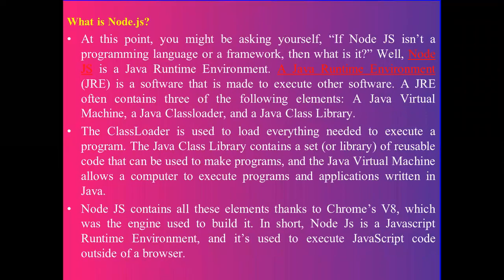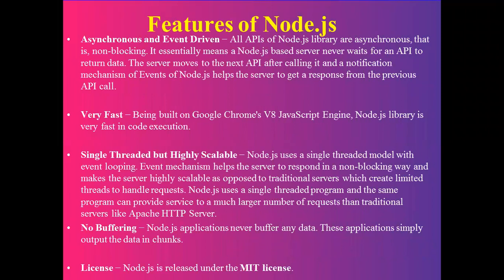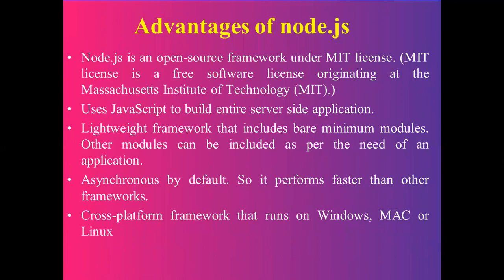So we have seen what is Node.js, which runtime environment is used, and what the elements of Node.js are. The features of Node.js are asynchronous and event driven. Event driven means whenever any event occurs, it will call the API based on that event and perform that operation. It is very fast, single threaded but highly scalable, no buffering, and licensed. These are some features of Node.js we saw yesterday. Then we saw the advantages of Node.js.